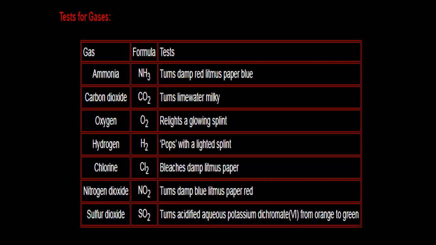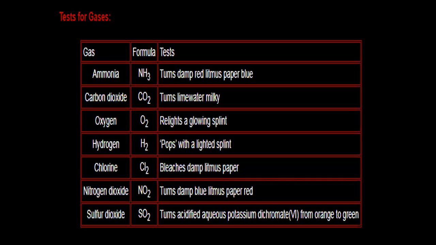What is the test for oxygen? The glowing splint test. Oxygen will relight the glowing splint. Hydrogen will produce a pop sound. Chlorine will bleach damp or moist litmus paper. Nitrogen oxide will turn blue litmus paper red. Why? Because nitrogen oxide is an acidic oxide. We have also understood that this is a non-metallic oxide. Non-metallic oxides are either neutral or acidic, so nitrogen oxide is an acidic oxide.